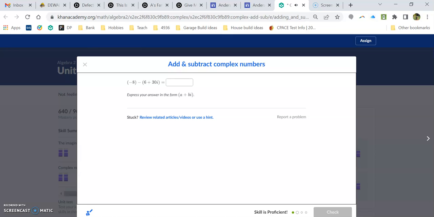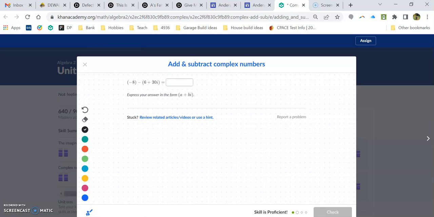So next one. This one we have a negative sign. So we're going to distribute that negative sign. Actually, let's see if I can do it in here, see how it works. So this negative sign is going to change that 6 to a negative, and our 30i to a negative. So we get negative 8, minus 6, minus 30i.